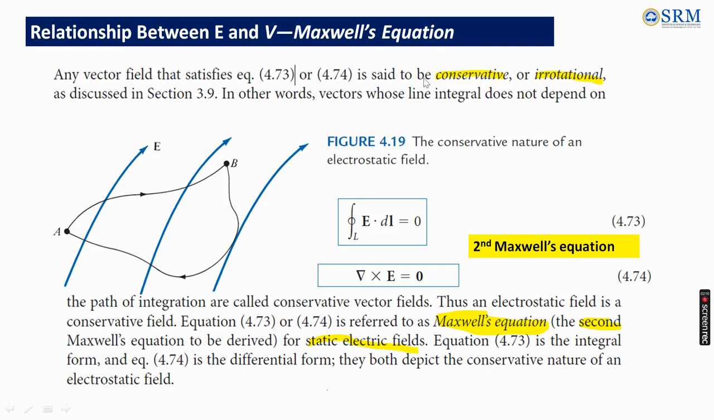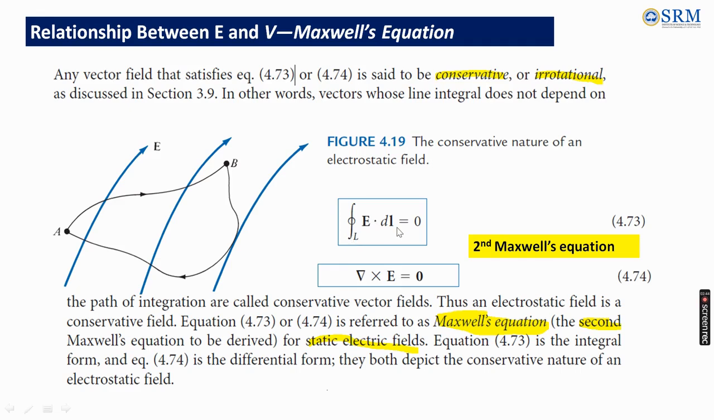So if the curl of the vector field is 0, we already know it is an irrotational vector, and we can call this vector field a conservative field, because this line integral does not depend on the path of the integration, right? And here this is my second Maxwell equation, del cross E is equal to 0. This is valid for static electric fields. We are studying static electric fields only in this module, and this is the differential form and this is the integral form of the same equation.